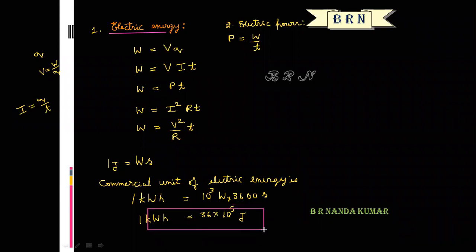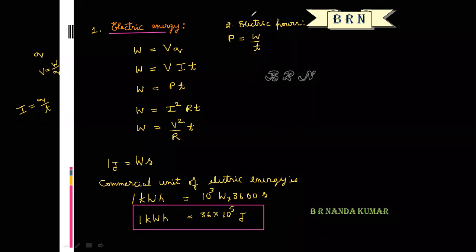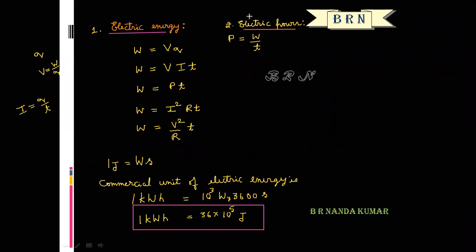1 kilowatt hour is equal to 36 into 10 power 5 joule. So what is the meaning of electric power? Electric power means the rate at which work is done by a source of EMF in maintaining an electric current through a circuit.